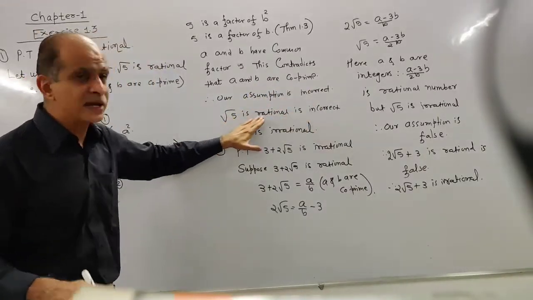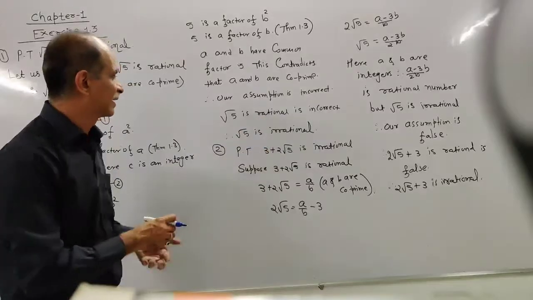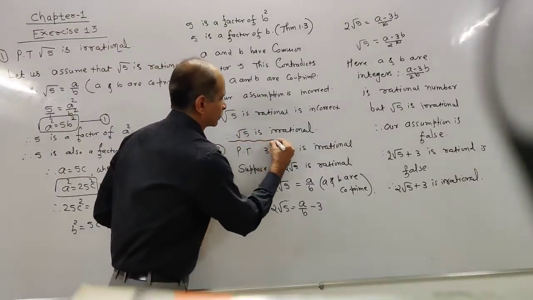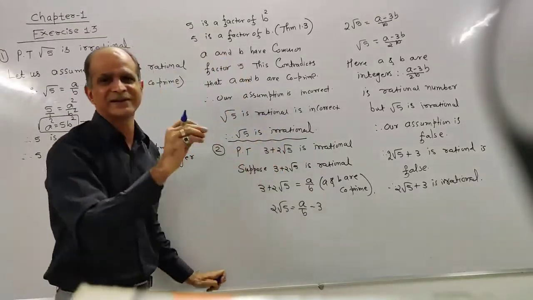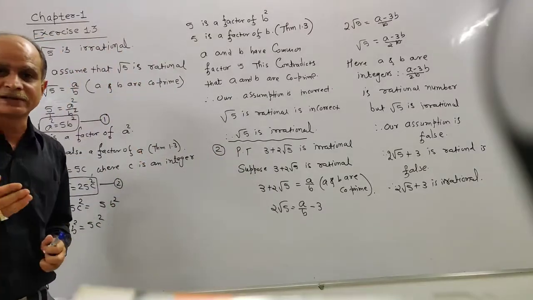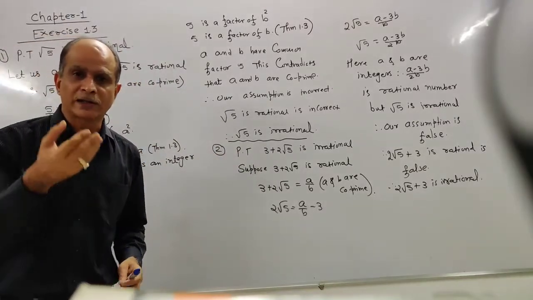So the statement that under root 5 is a rational number is incorrect, and that's why we have now proved that under root 5 is an irrational number. This is known as indirect proof, or proof by contradiction.